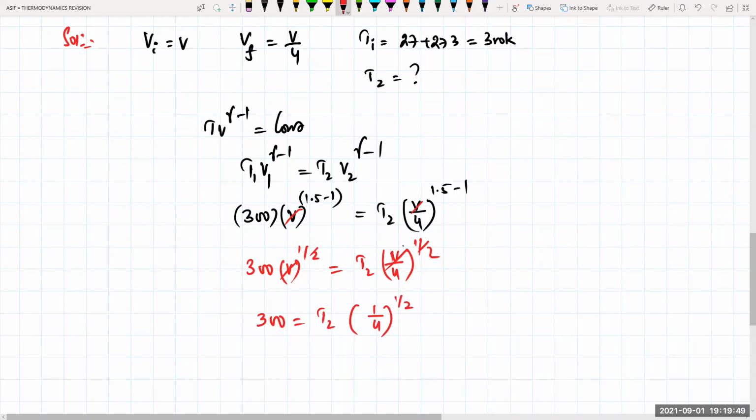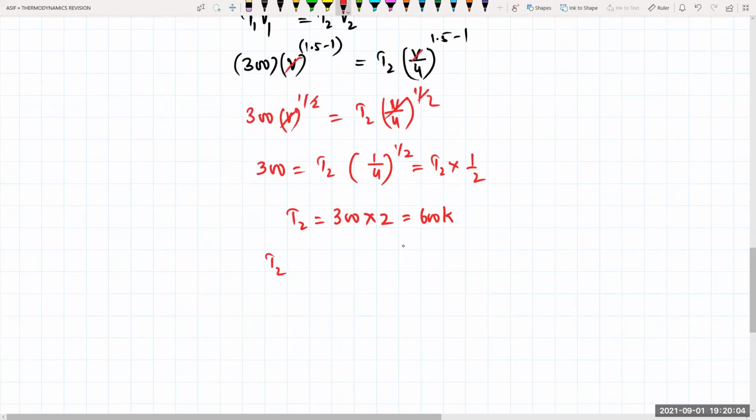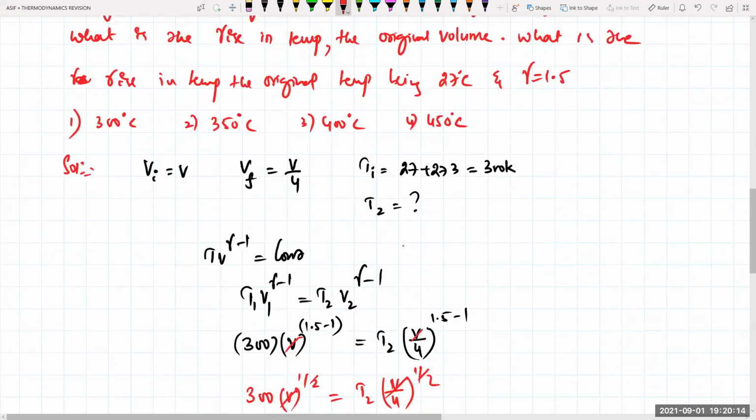So this will become T2 into 1/2. That means T2 will become 300 into 2. That means this will become 600 Kelvin. So T final will be equal to how much? That means T2 will be equal to 600 minus 273. That will be equal to 327 degrees centigrade. So it is 327 degrees centigrade. So 327, the nearby answer, I can write 300. Clear? Is that clear? Okay.